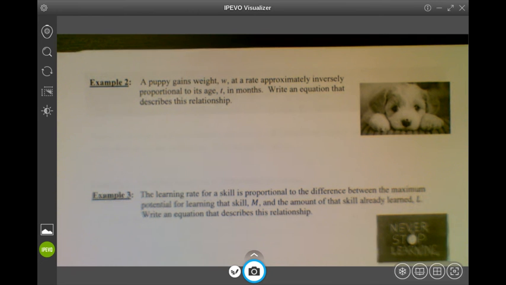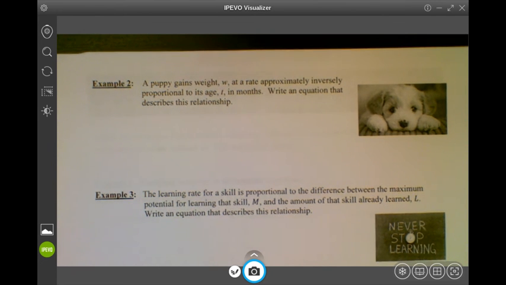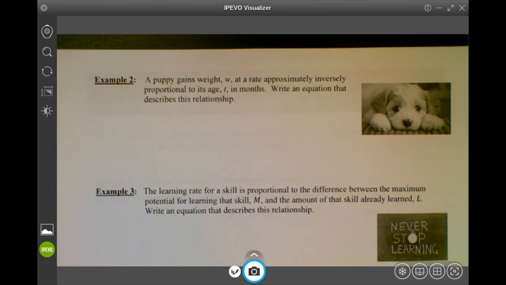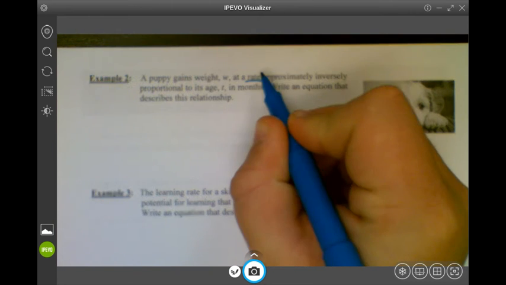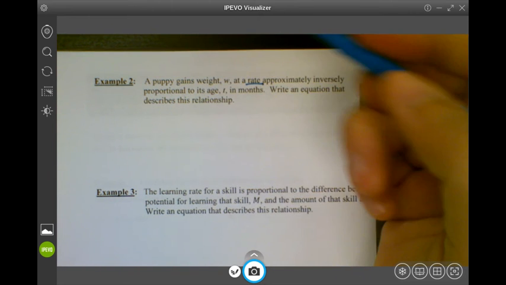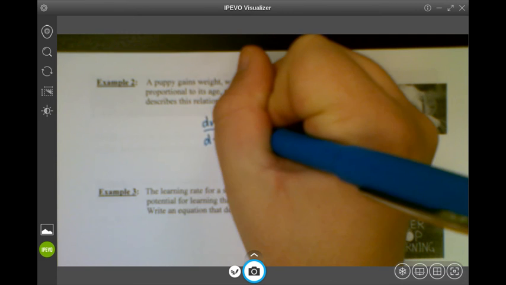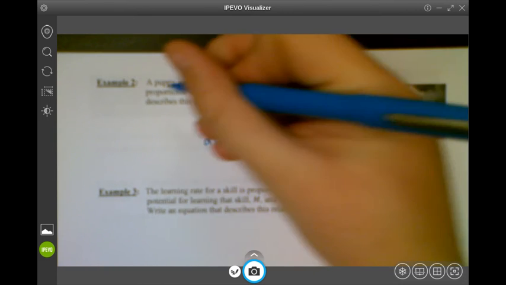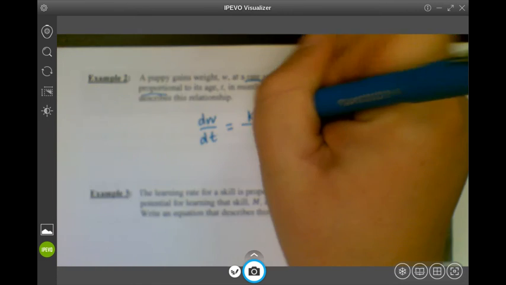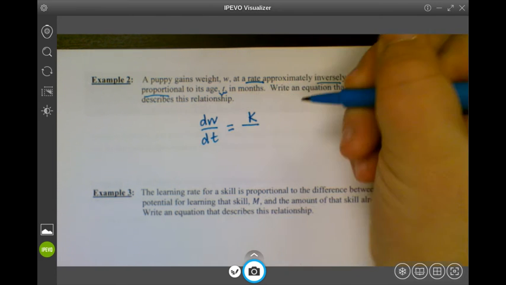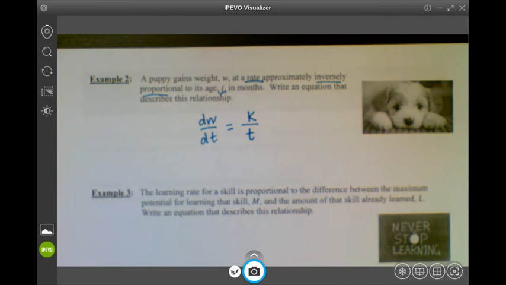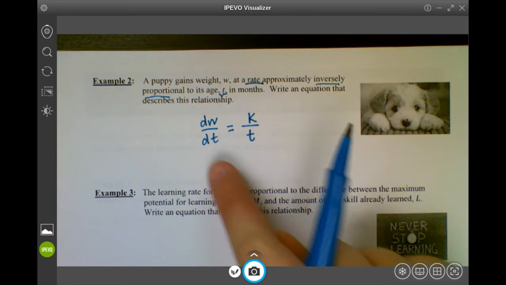All right. So example 2, a puppy gains weight, W, at a rate approximately inversely proportional to its age, T, in months. Write an equation that describes this relationship. So puppy gains weight at a rate. So we need the rate of the weight, which is the derivative. So dW/dt is going to be equal to inversely proportional. So that's going to be a fraction with a k on the top to its age t. So t goes in the denominator. Write an equation that describes this relationship. Well, here it is.